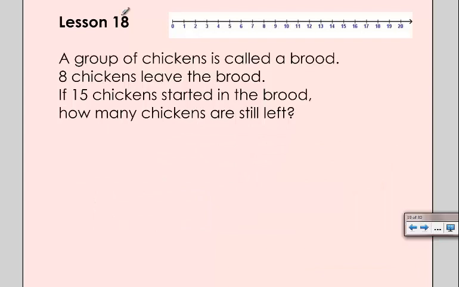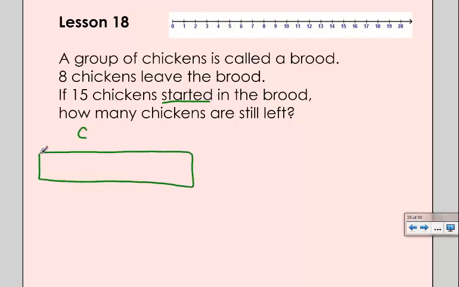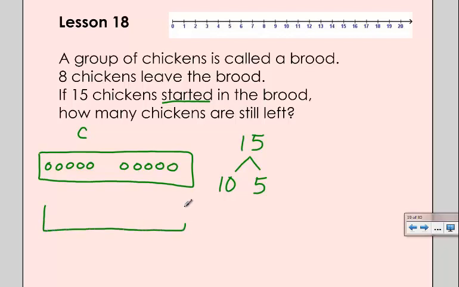So in this problem, even though 8 is the first number I see, 8 is actually going to be the second thing I'm going to work with, because 15 chickens started there, meaning I began with 15. So I'm going to write the letter C for chicken, and I'm going to draw a 5 group row for my 15. So I draw 5, and then I leave a space, and I draw 5 more, and that makes 10. Remember, my 15 is made up of 1 ten and 5 ones. So I'm going to finish drawing in my picture. I'm going to draw another 5 group row, and I'm just going to draw 5 this time. So that represents my 15 chickens, and 8 of them leave.